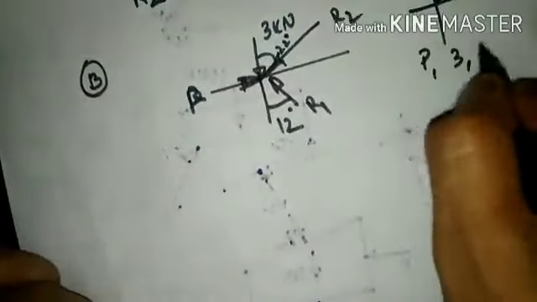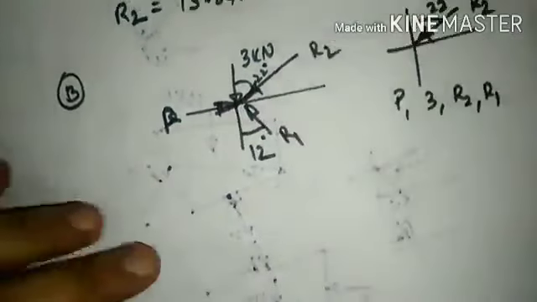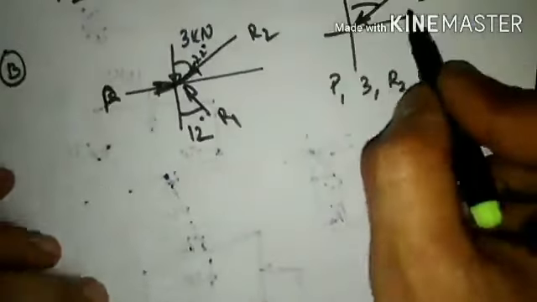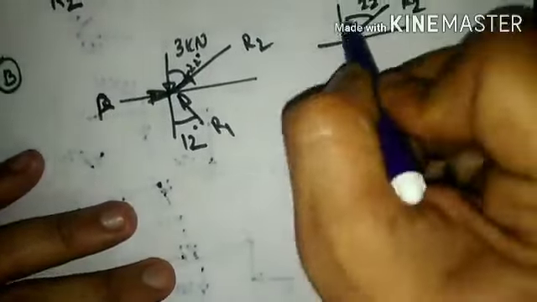Now here we cannot apply Lami's theorem because there are four forces: P, 3 kilonewton, R2 and R1. Lami's theorem is applicable only when you have a 3 concurrent force system. When you have a 4 concurrent force system, we need to use equations of equilibrium. When I use the equations of equilibrium, I need to resolve this particular force component.